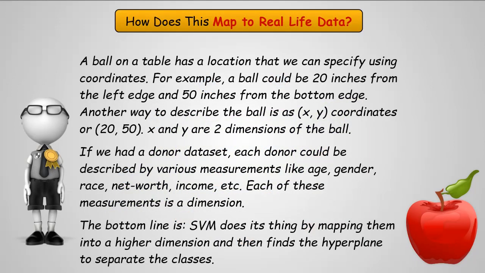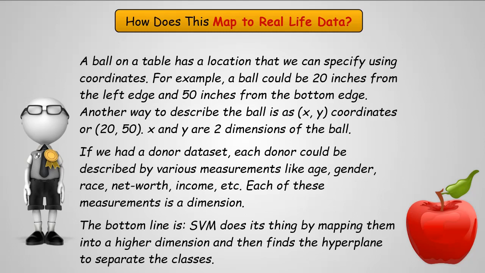So a ball on a table has a location. That can be specified in coordinates. For example, the ball could be 20 inches from the left edge and 50 inches from the bottom edge, which would allow us to describe that ball's location as XY coordinates, or like 20, 50. And that's for a 2-dimensional location. But let's say we go back to our statistics examples and we were using the donor data set. And for each donor, I had various measurements like their age, their gender, their race, their net worth, income, etc. Each of those measurements is a dimension.